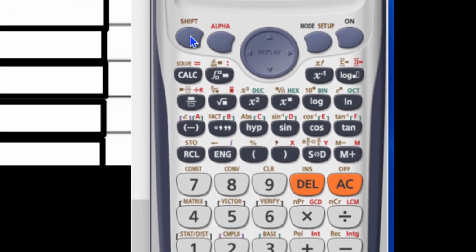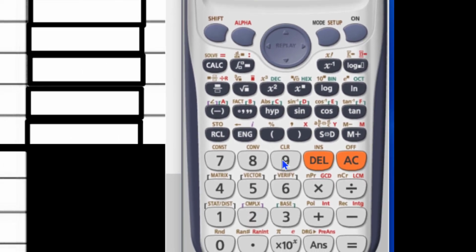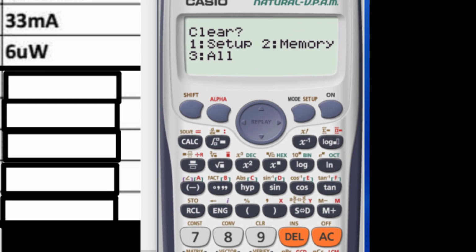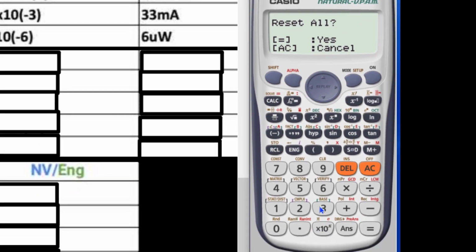So the first thing we're going to do is a factory reset. I'm going to hit the shift button. I'm going to hit the number 9, and you can see above the number 9 it says CLR, clear. Once I hit that, I want to hit 3 to clear everything. I want to hit equals for yes. And then I want to hit all clear to get me back home. So again, that was shift 9, 3 for all, equals for yes, and then the all clear button.